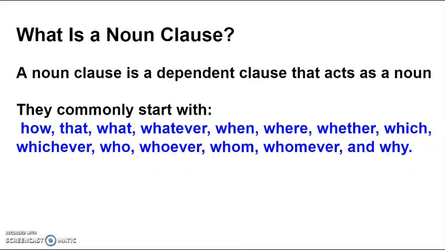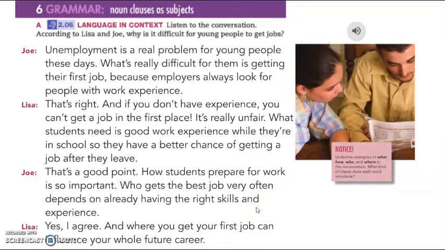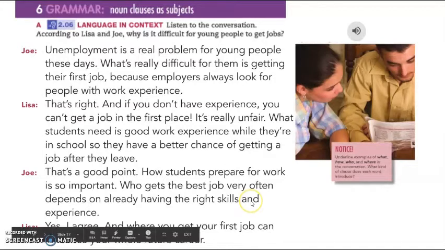I hope you understood this topic. Well, let's practice to understand more. Now let's take a look at the exercise from page 98 in the book. In here we have a conversation in which you can probably identify the noun clauses as subjects. Let's see.